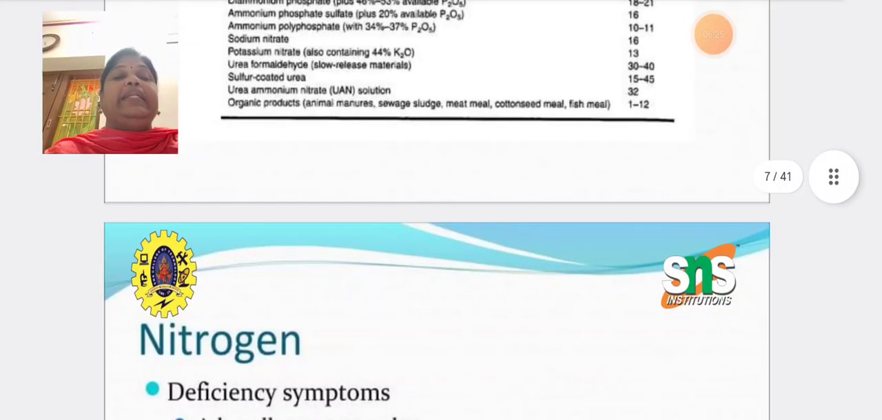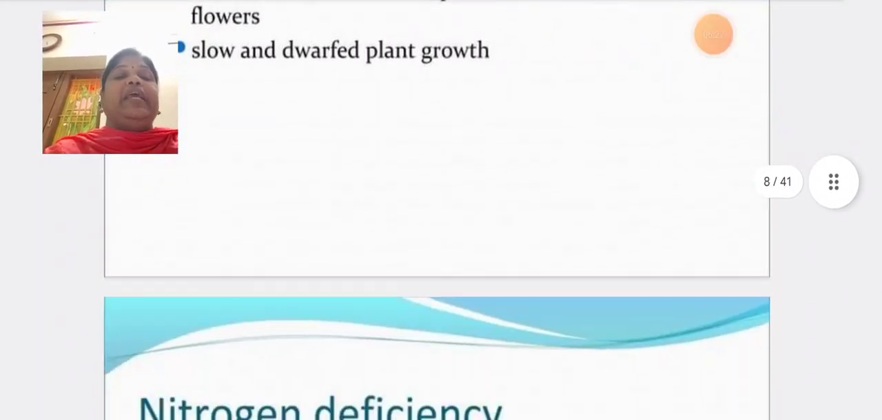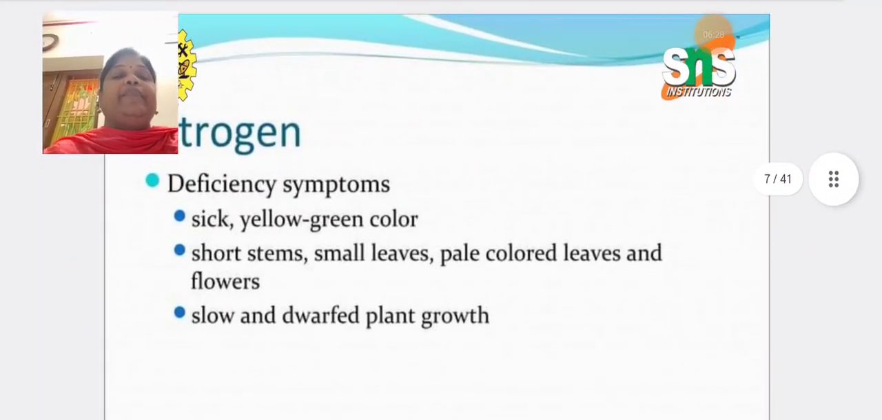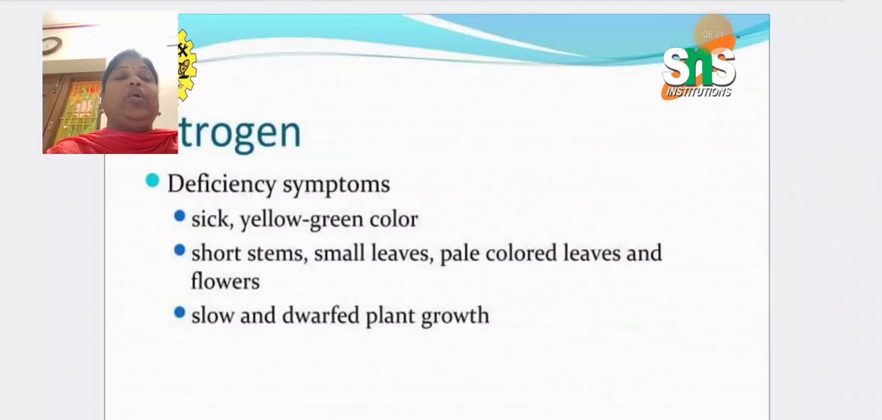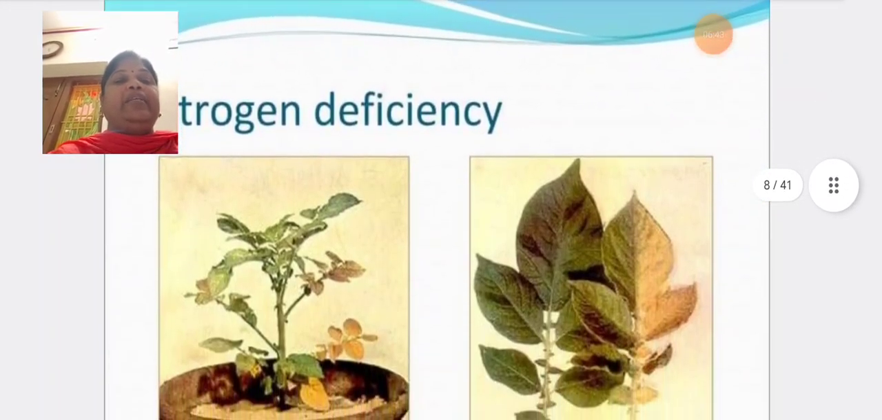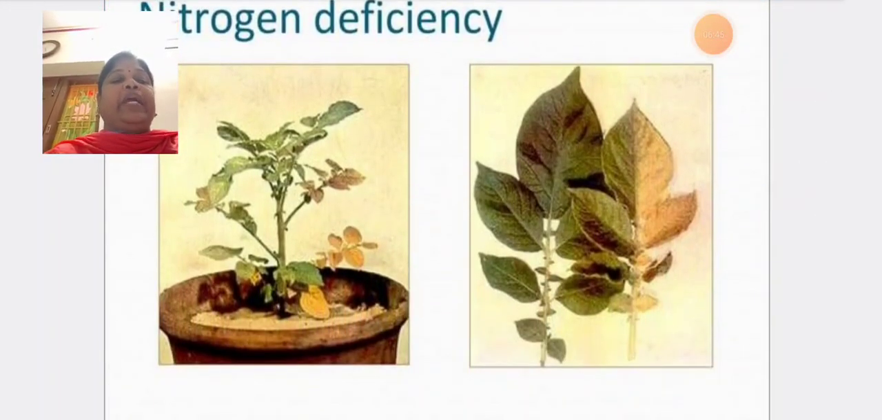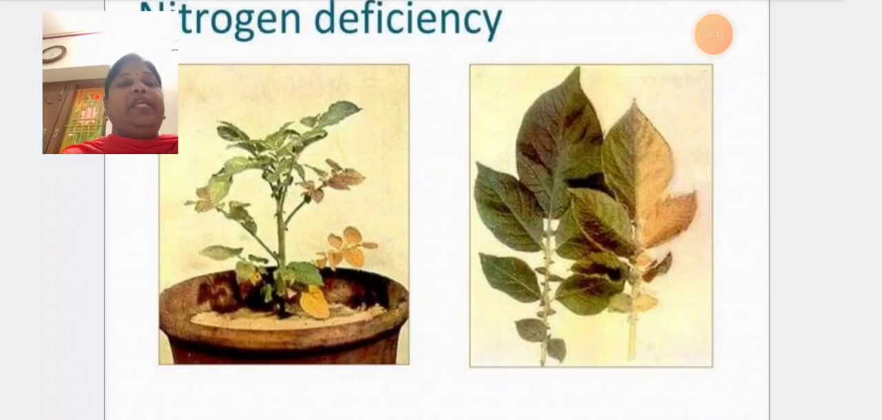Next, see nitrogen deficiency. It shows sickly yellow-green color, stunted growth, small leaves, pale yellow colored leaves and flowers. Slow and dwarf plants occur. These are the symptoms. Yellow color naturally means nitrogen deficiency. This picture shows the nitrogen deficiency. It occurs mainly in the leaves and stems, yellow in color.